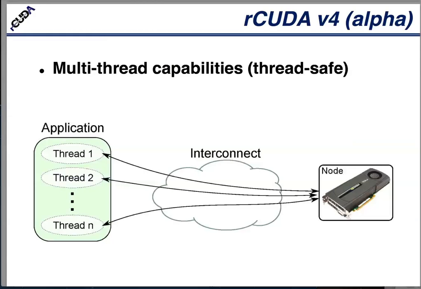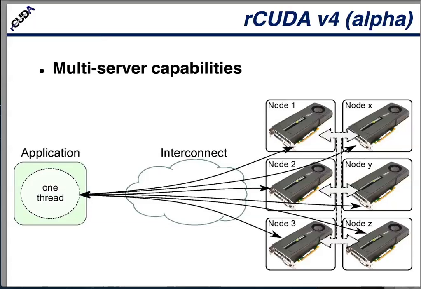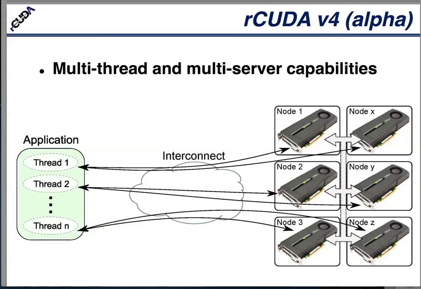But there's more than InfiniBand support and pipeline transfers in rCUDA 4. We also made the client side thread safe. Now multi-threaded applications can access GPUs in a remote node. We also added multi-server capabilities, so that one application is now able to access the GPUs placed in different GPGPU servers. And even more, we can combine both capabilities to have multi-threaded applications accessing the GPUs placed in different nodes.